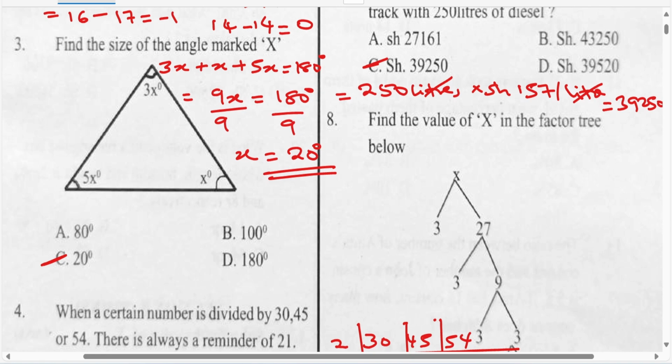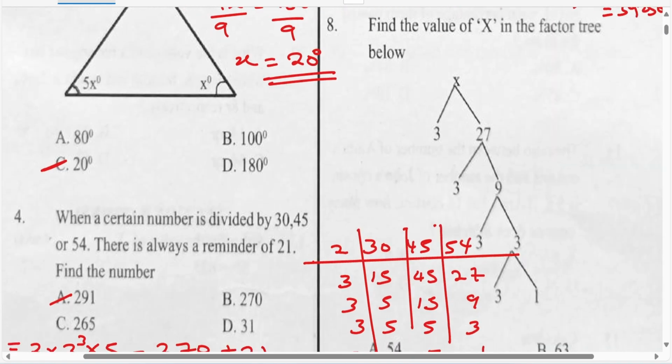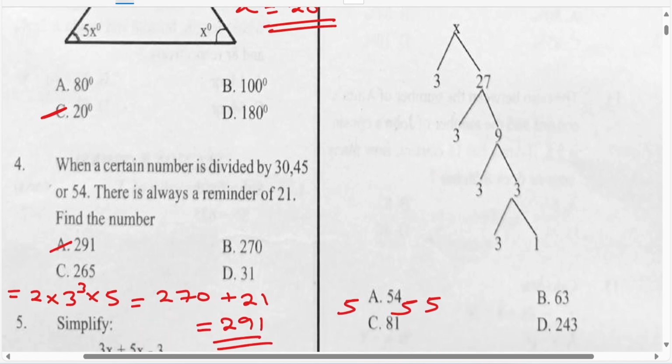Question 8, we've been told find the value of x in the factor 3 below. Very easy question. Sijaona swali rahisi kama hii. So now you don't have the number. Your number is x. But you did a factor 3 where you got your prime numbers as follows in the tree diagram. So if you want to find x, you just take the prime numbers, you multiply them.